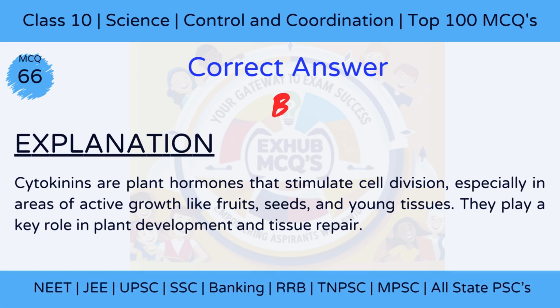The correct answer is option B, stimulates cell division. Explanation. Cytokinins are plant hormones that stimulate cell division, especially in areas of active growth like fruits, seeds, and young tissues. They play a key role in plant development and tissue repair.